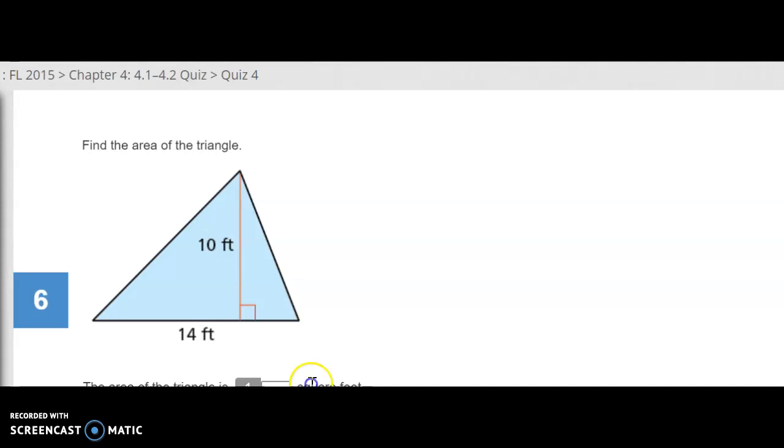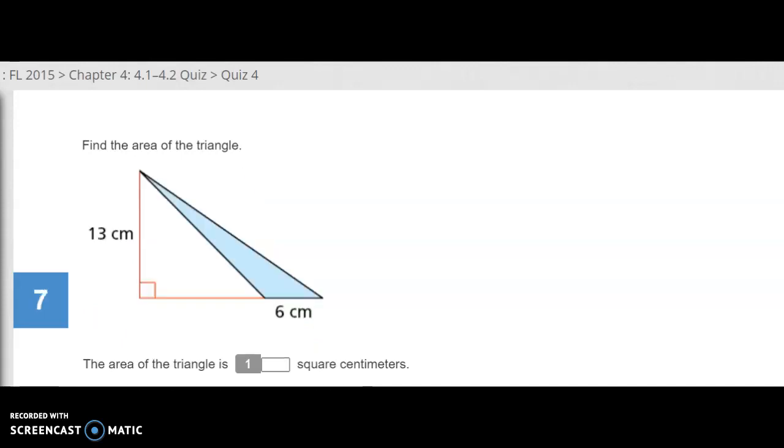Again, here's another triangle. You're going to take your base times your height, which is 14 times 10, and then you're going to divide it by half, which would give you your correct answer. Remember, base times height divided by half, or divided by 2. Area of a triangle is base times height divided by half, or divided by 2.